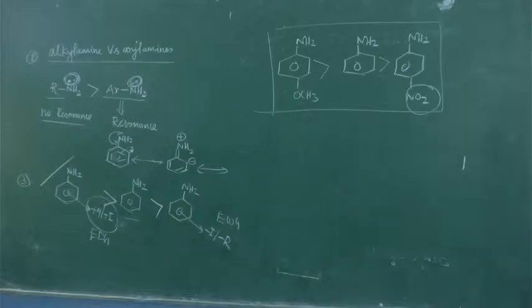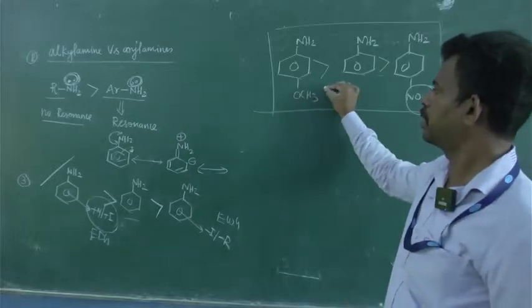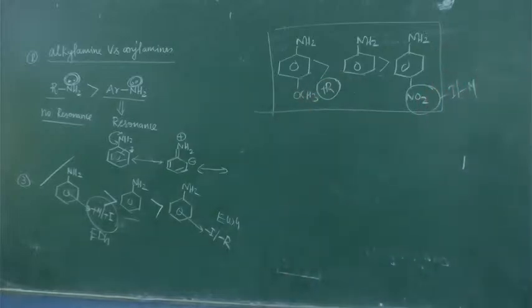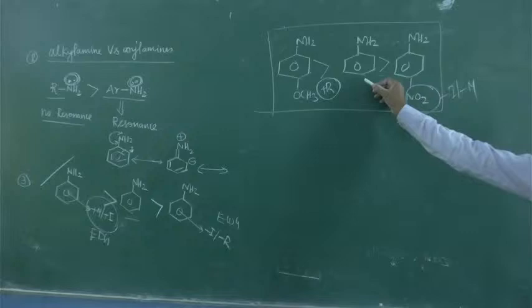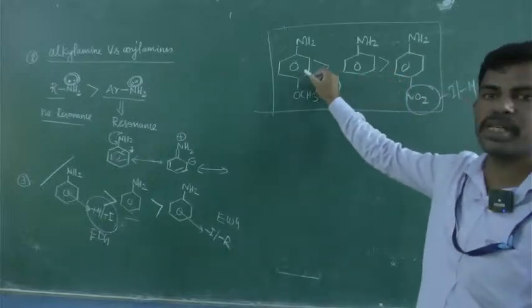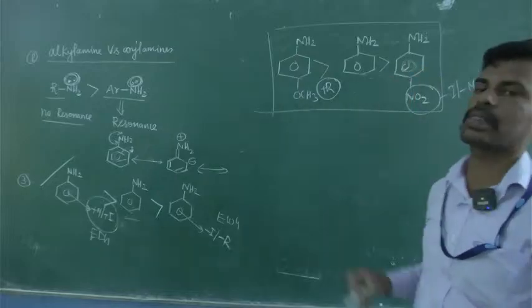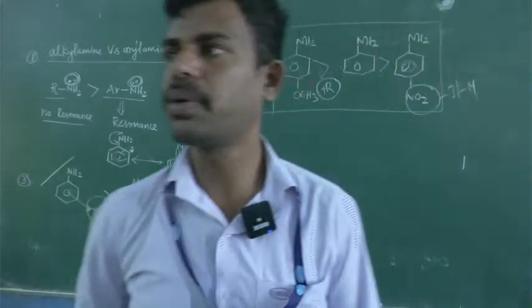With an electron withdrawing group there is a minus I effect, minus M, minus R effect. Whereas in this case there is a plus R effect, so its basicity is going to be higher. So this is going to be more basic when compared to aniline, and this is going to be less basic when compared to aniline. For example, this is how you have to remove.